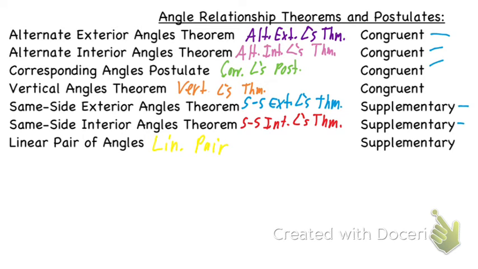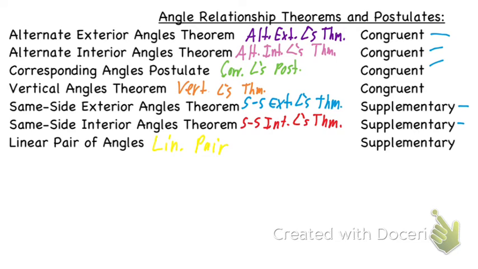the ones I just put with a dash next to it, those 5, are only when the 2 lines are parallel. Only when the 2 lines are parallel. Maybe put yourself a little note. Vertical angles and linear pair are 100% of the time, but those other 5 ones, the ones we learned last class, are only when the 2 lines are parallel.